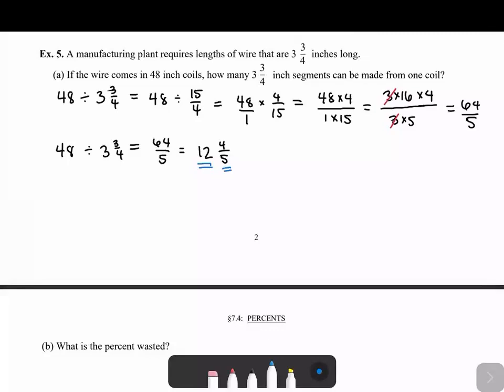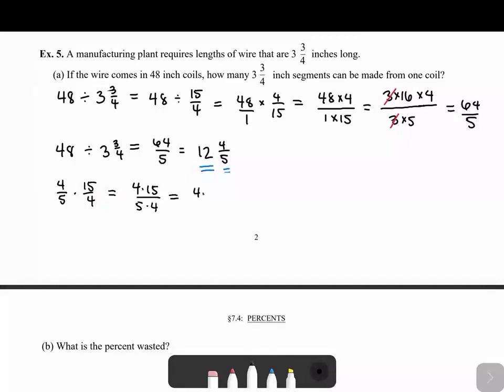So the answer to this question is 12. We can make 12 segments with 4/5 of a segment left over. So the answer is 12. We can make 12 segments. However, I want to know how many inches I have left over. So we want to know what 4/5 of one segment is. 4/5 of meaning multiply. So 4/5 of one segment, where one segment is 15 over 4 inches. So this is 4 times 15 over 5 times 4.